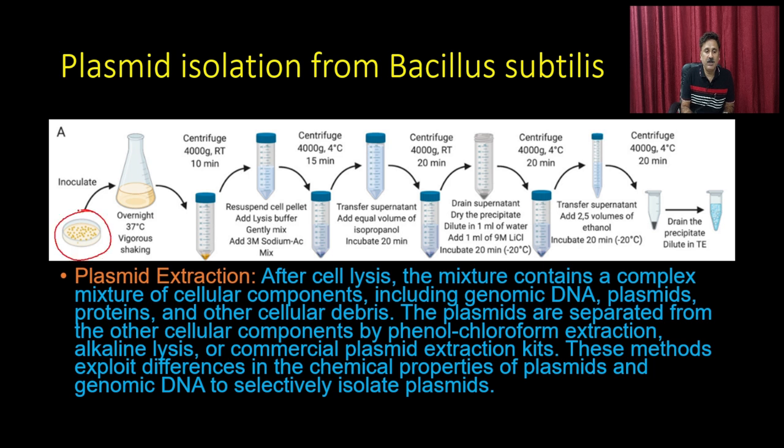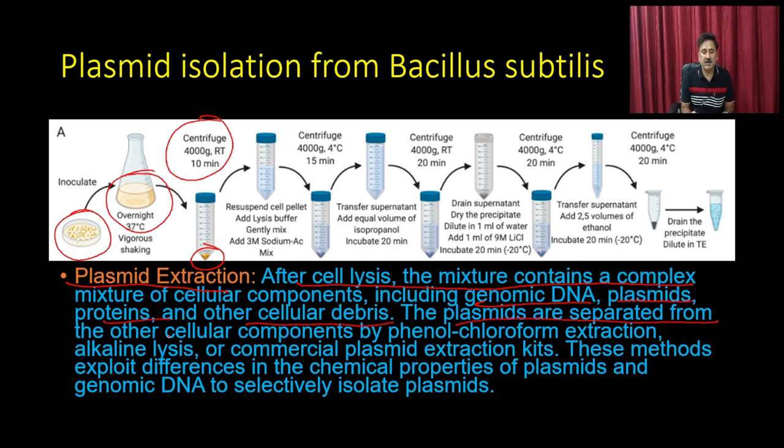You inoculate one colony into the culture, right? Then you let them grow vigorously, then you centrifuge at 4000 RPM, and it is going to give you the bacterial pellet. Then you resuspend that in a lysis buffer, and then you mix it, right? And then ultimately it is going to lyse and release the content, and then you are going to do the plasmid extraction. So, after cell lysis, the mixture contains a complex mixture of cellular components like genomic DNA, plasmids, proteins and other cellular debris.